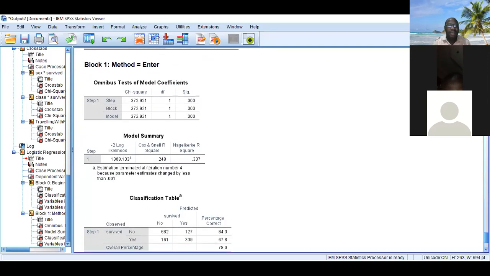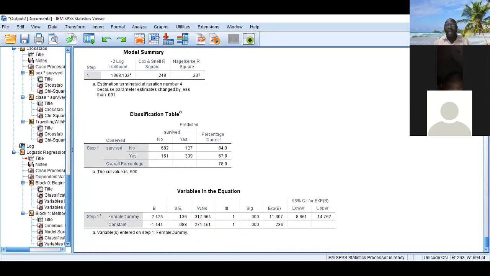We don't need to go through all these rudimentary things again, let's just go to the answer straight. Can you see? Look at the odds ratio. What can we see there? 11.3. The women are 11 times more likely to survive than the men.